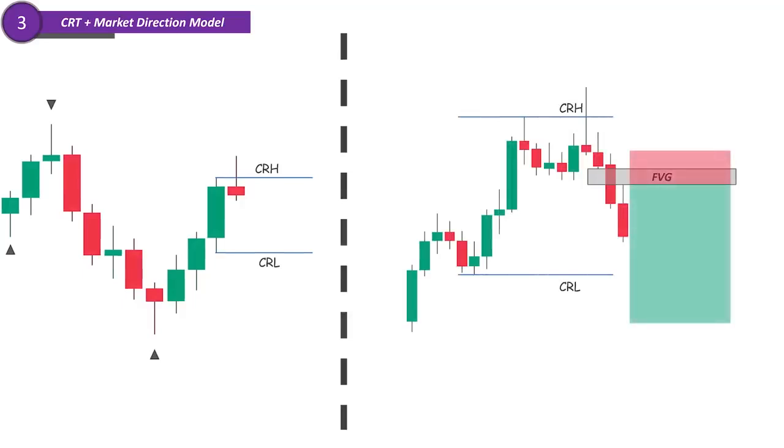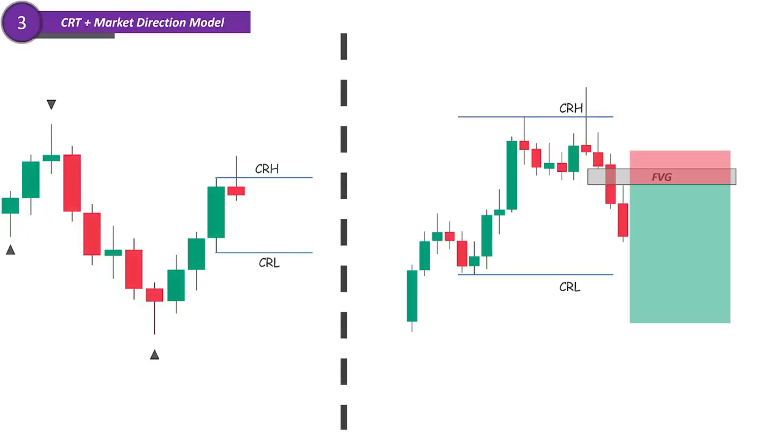Then, we place our sell order at that gap and set the stop loss above it. Again, we can take partial profit at 1-to-1 and let the rest run toward the next major support or liquidity zone. By waiting for a pullback into a premium area before applying the CRT, we combine three powerful elements: trend direction, manipulation, and entry from a discount premium zone, giving us a clean, smart, and high-probability setup.